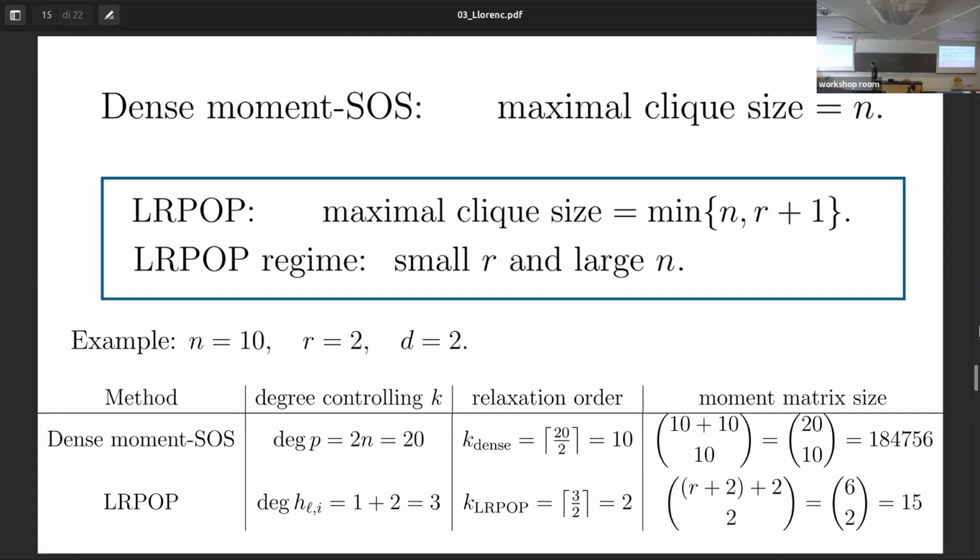Okay, so how does this go in numbers? Basically, for the dense moment SOS, we have, for this example, 10 variables, a rank 2 polynomial, and degree 2 univariate polynomials in the univariate factors. Here we have a moment matrix of size 184,000, while for the LRPOP we would have many more packs or cliques, but they would have size 15 only. So we would go from something that is totally uncomputable, if it's fully dense, to something that is very manageable for computers.